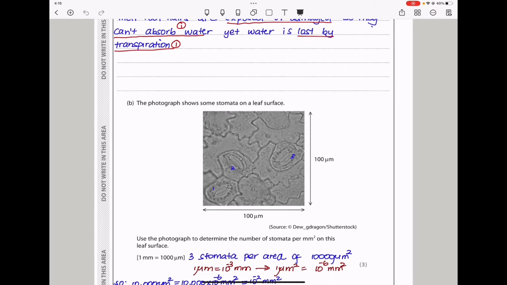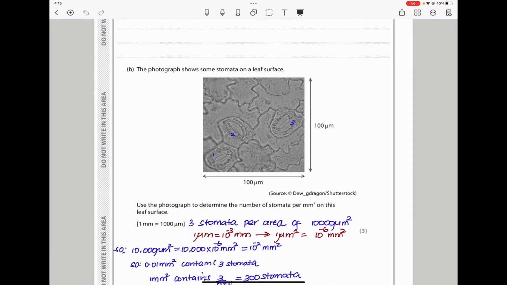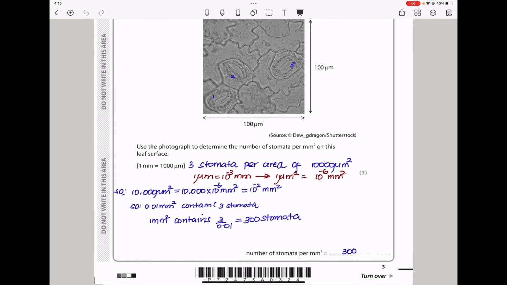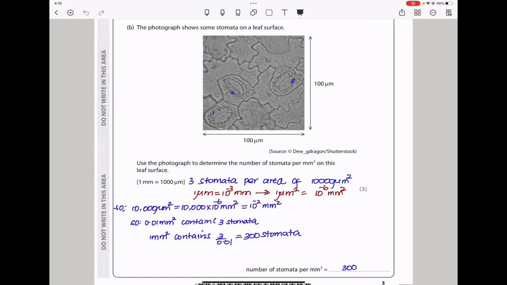Down here they say, the photograph shows some stomata on a leaf surface. If we look clearly, there is 1, 2, and 3 only. They say use the photograph to determine the number of stomata per millimeter squared on this leaf surface. So here we see 3 stomata in that specific area. The area is going to be 100 times 100, which is 10,000 micrometers squared.